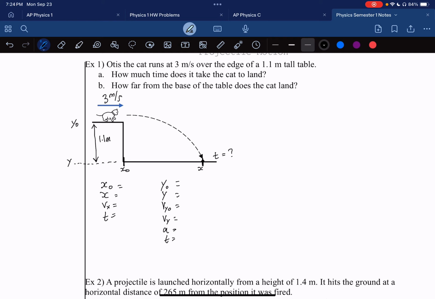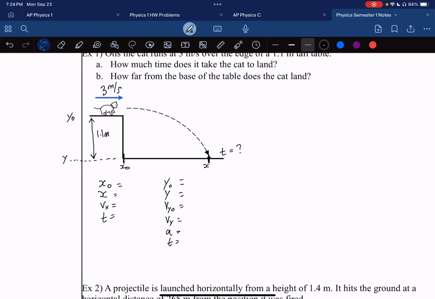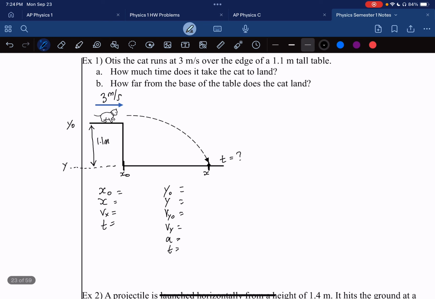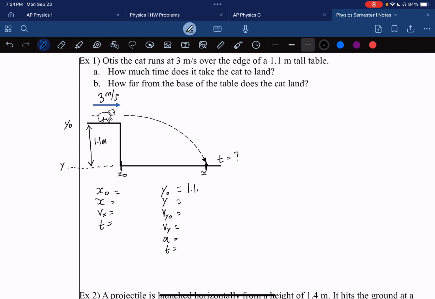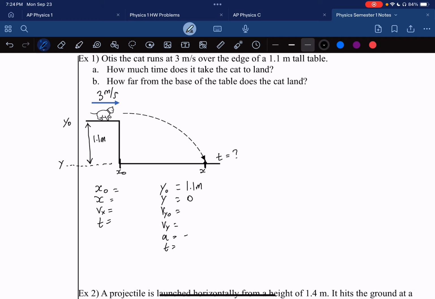We want to start by putting numbers where we know they go. It looks complicated, and I'll give it that, but it turns out to be very simple once we get everything written down. Let's start with the heights. The initial height is 1.1 meters. The final height would be the ground level, which is 0. A is negative 10 meters per second squared.